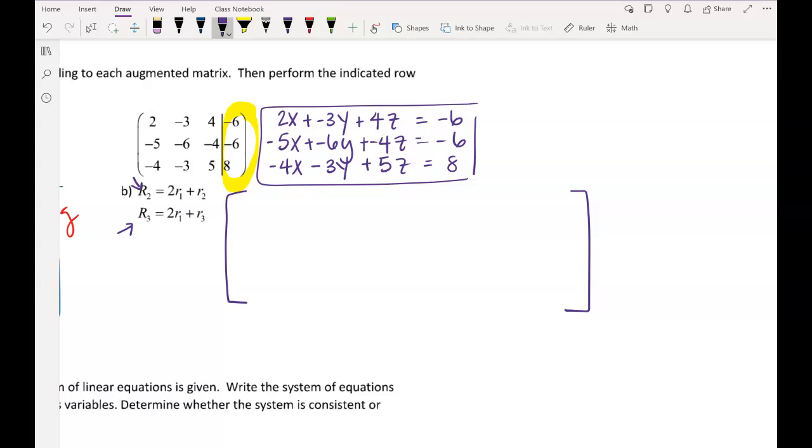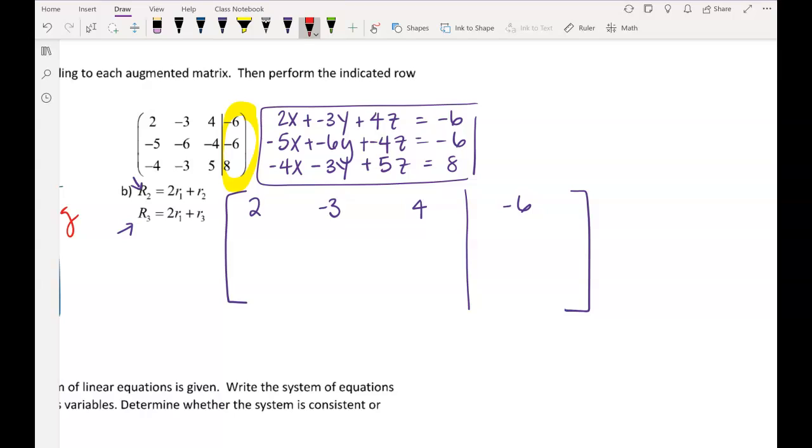All right. Row 1, we're not doing anything on row 1. So we are going to copy that over. That's 2, negative 3, 4, and negative 6. All right, let's change row 2.